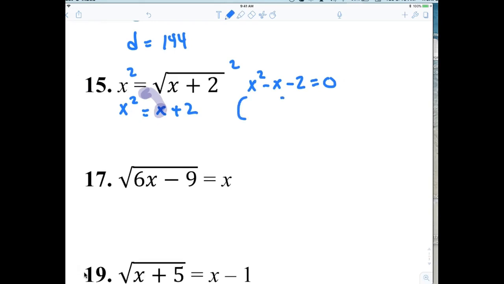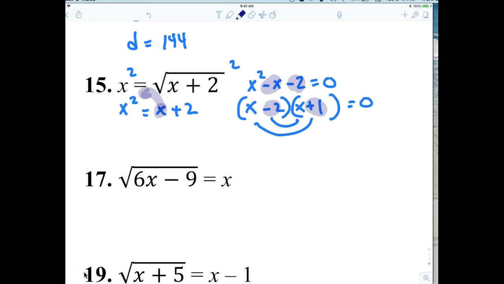Two sets of parentheses. Now, they don't make these too hard. x times x, and the factors of 2 that make 1: 2 and 1. Minus 2 and a plus 1. The reason it's a plus 1, remember, is that negative 2 plus 1 gives me the negative 1 for the middle term, and negative 2 times positive 1 gives you that negative 2.